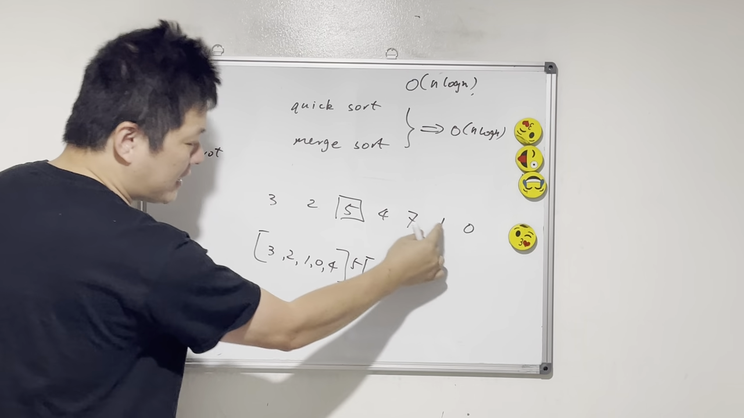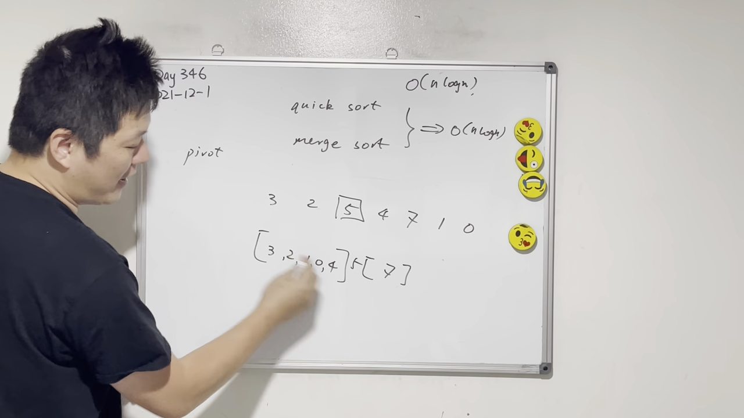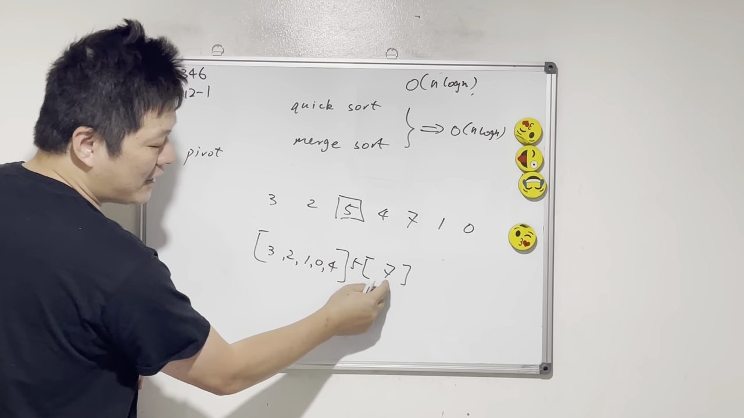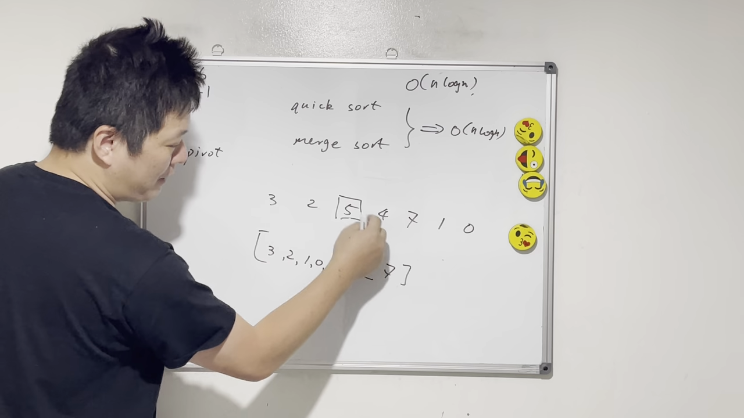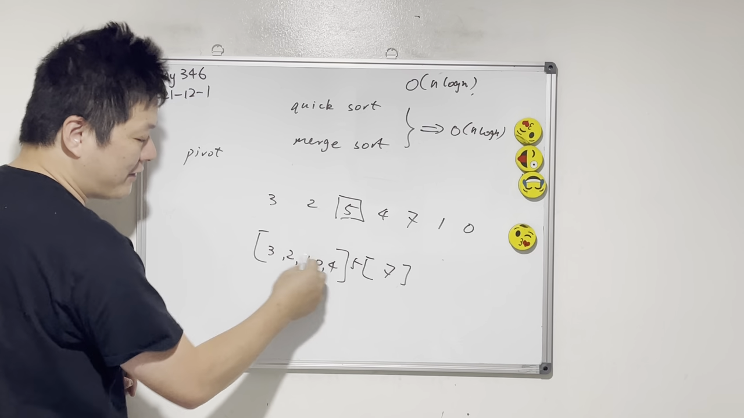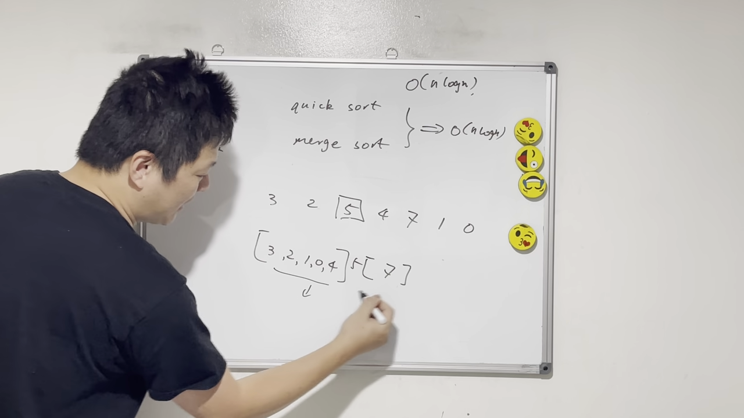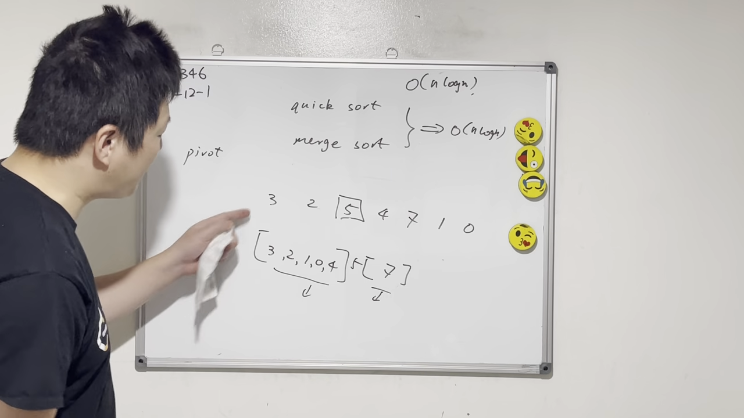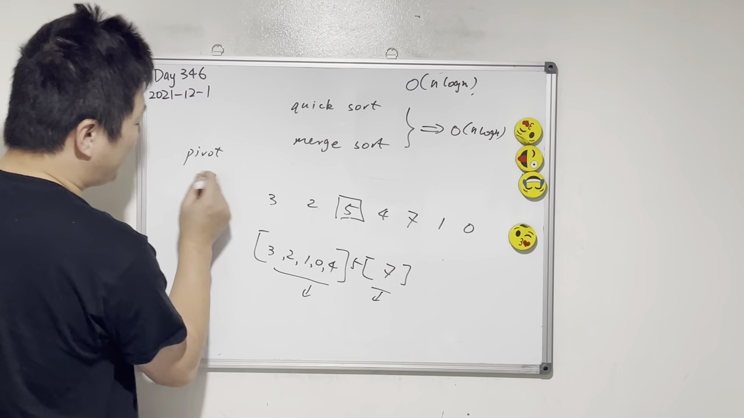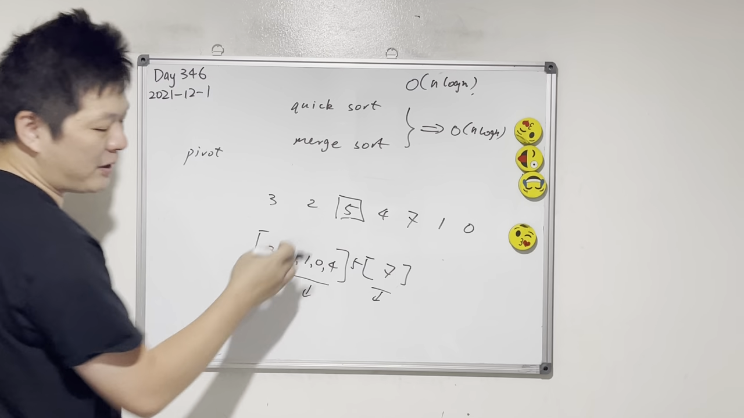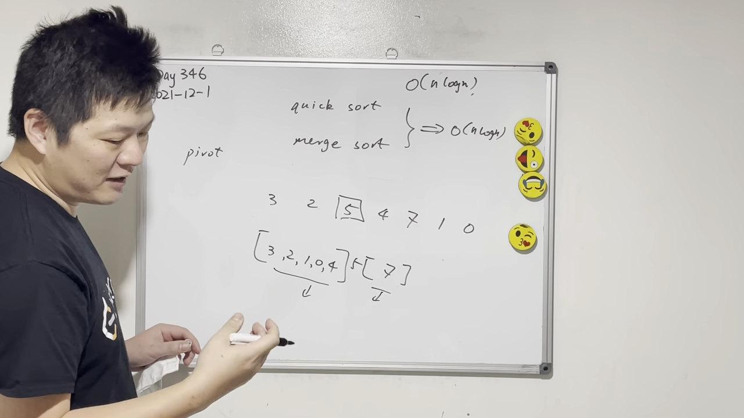So we pick a random number as a pivot and partition the list into two parts. One is the numbers smaller than the pivot, the other is the numbers bigger than the pivot. And we keep recursively quick sorting these. That can become a problem. Why? Because we're randomly picking this pivot, and if it is not picked well enough, that becomes a problem.